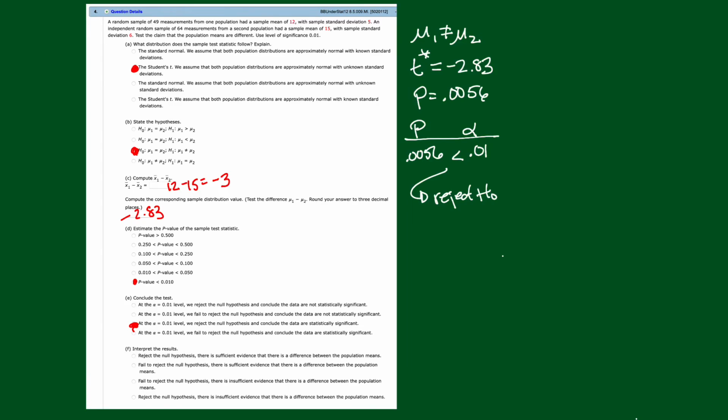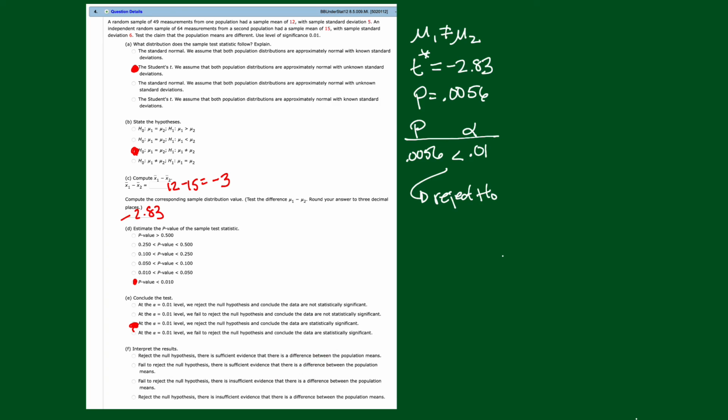Now we're rejecting H0. So what is H0? H0 was, okay, let's go back here. I'm going to go back a page. Guess not. Okay, what was H0? H0, oh, we have it right up here. H0 says that the means are equal. We're rejecting that in favor that they're not equal because that's what we were testing. So let's say, reject the null hypothesis. There is sufficient evidence that there is a difference between the means.